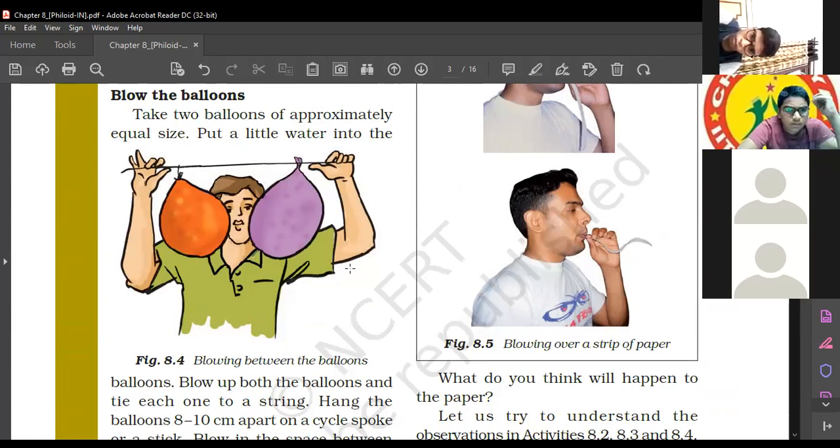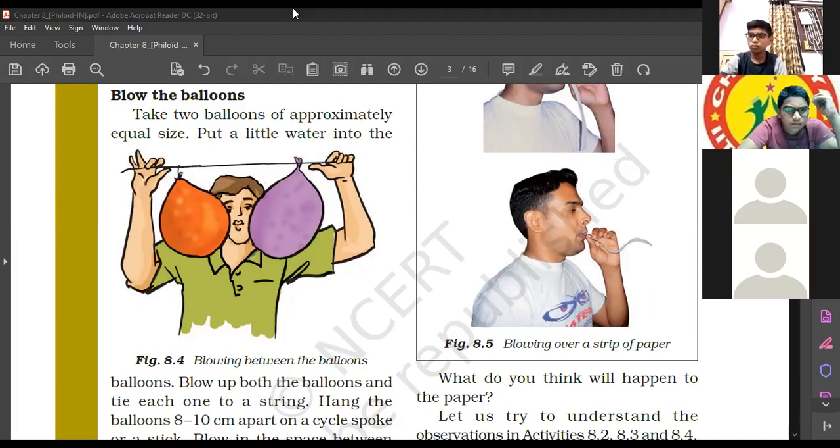Can you see the experiment diagram, how the person is holding the balloons? Yes, sir. So these two balloons are a little bit filled with water. Whenever the person is blowing the air between the balloons, between the orange color and the blue color balloon, will the balloons go away from each other or come towards each other? Sir, away. How many will say it will move away from each other? Raise your hands. Okay. How many will say it will move towards each other? Raise your hands.